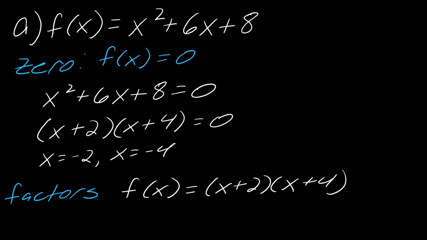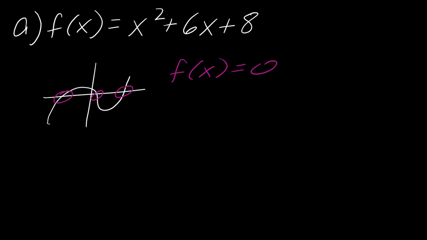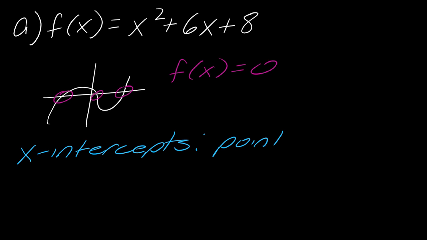Let me make a little space. The intercepts in general, I'll just draw a general function here. Intercepts are always where the graph crosses the x-axis, right? Those are the x-intercepts. What does it mean if this function crosses the x-axis? That means that f of x must equal 0 at each one of these points. So x-intercepts are always going to be points, but the y-coordinate of them is always 0.